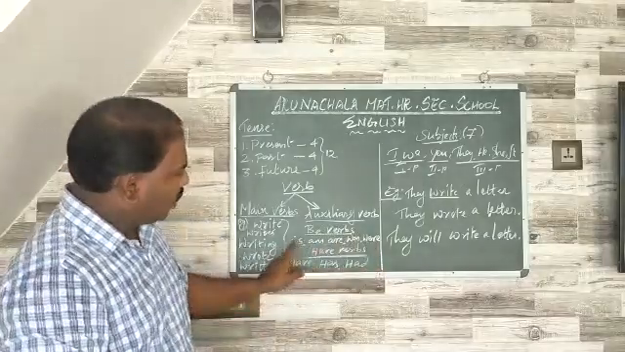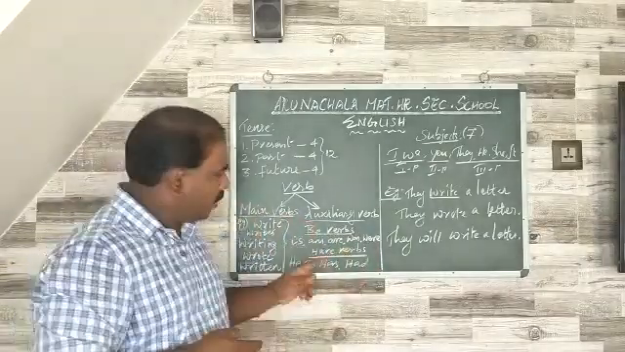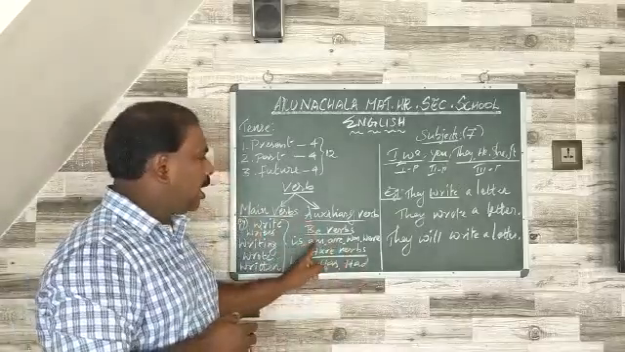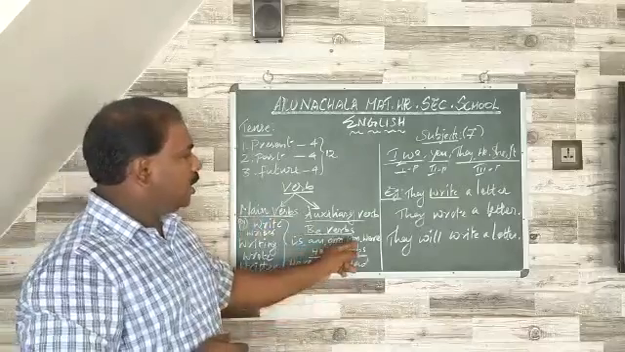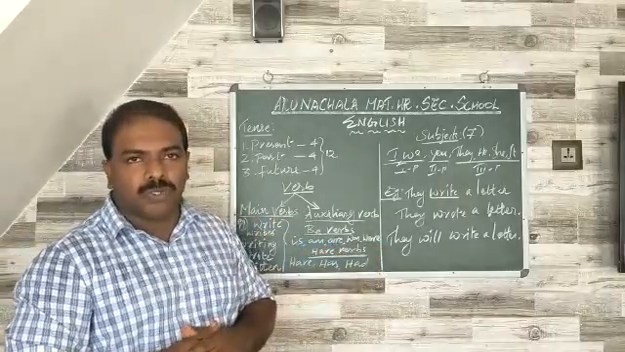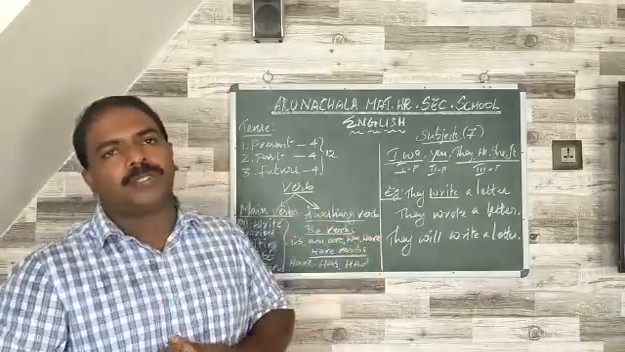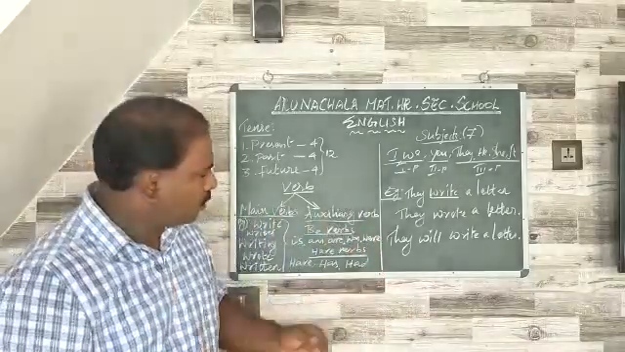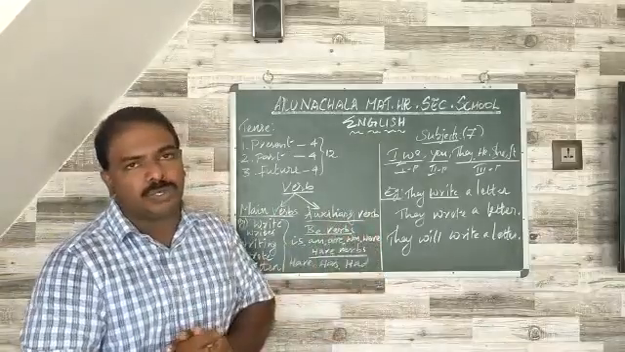The be verbs we have to use are is, am, are, was, were. Is, am, are, we have to use in the present form. Was and were we have to use for the past tense. For the singular form we use was, and for the plural form we use were.